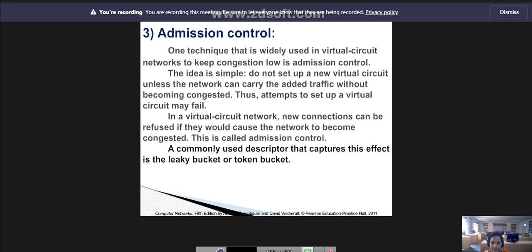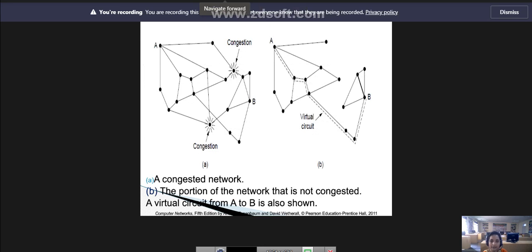Admission control can also be combined with traffic-aware routing by considering routers around the traffic hotspots as part of the setup procedure. For example, consider a network in which two routers are congested. A is the congested portion of the network and B is the portion that is not congested. A virtual circuit from A to B is also shown here.